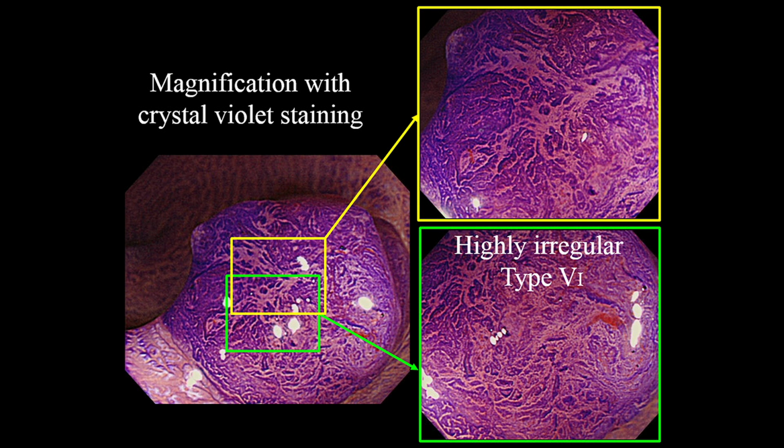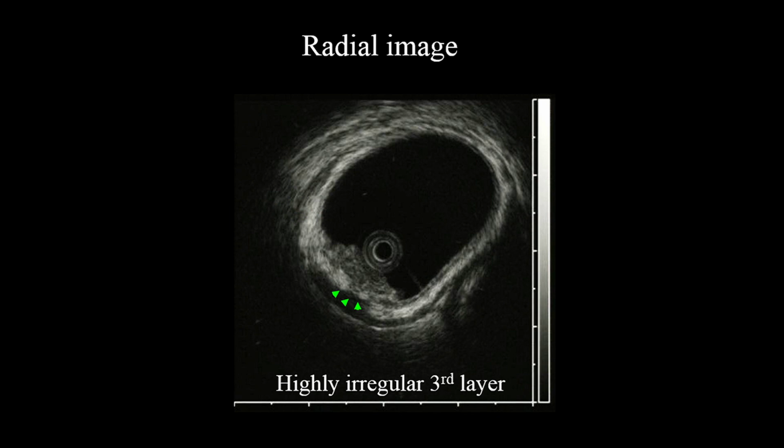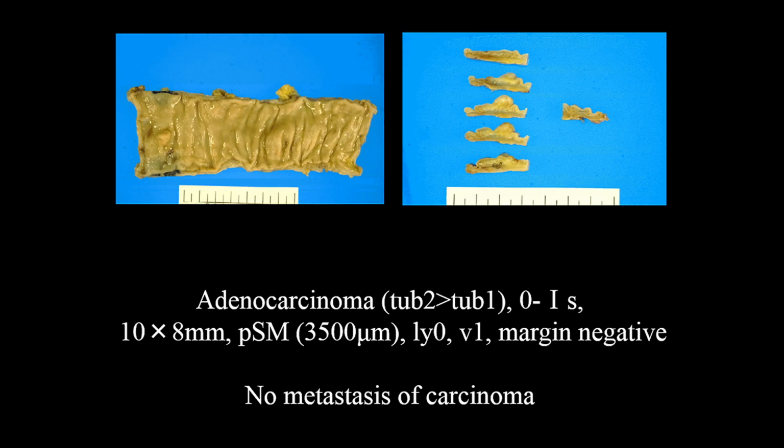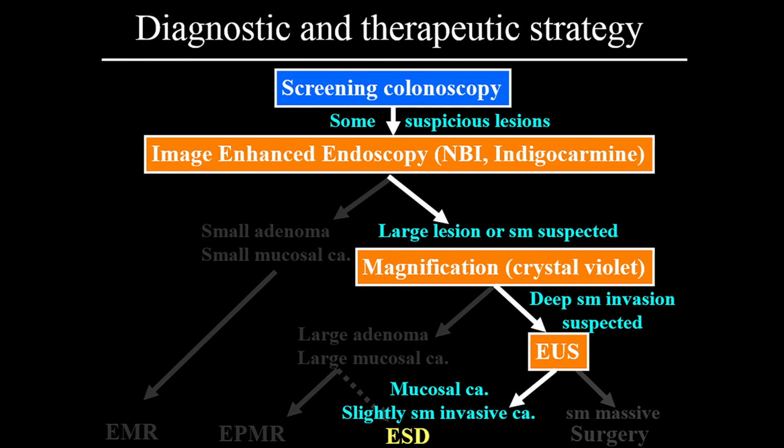Because of the small lesion size, we conducted EUS before sending this patient to surgery, and the EUS finding also suggested a deep submucosal invasion. Therefore, we conducted surgery, of course, and actually it was deeply invasive submucosal cancer. Well, after the EUS, if the target lesion turns out to be mucosal cancer or slightly invasive submucosal cancer, it is a really good candidate for ESD.